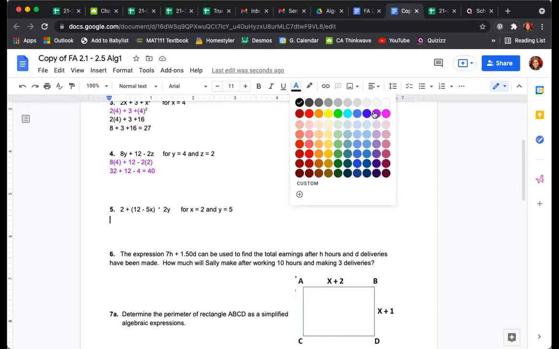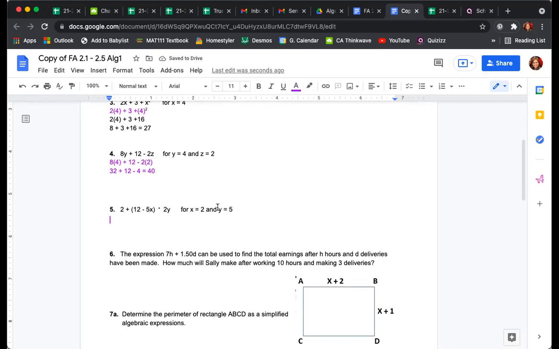Number 5 is, again, same directions. I'm evaluating this expression for the domain values of x equals 2 and y equals 5. So I've got 2 plus parentheses 12 minus 5. Instead of x, I'm going to open up a new set of parentheses and substitute 2 in its place. Continue with the rest of my problem. So the very next thing is closing that set of parentheses times 2. Instead of y, I'm going to say parentheses 5.